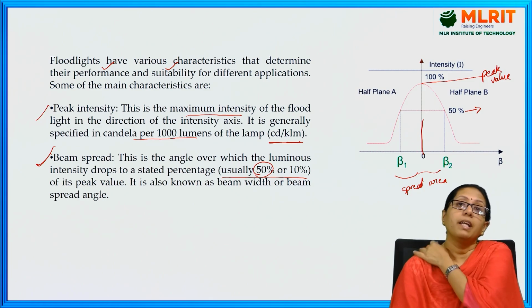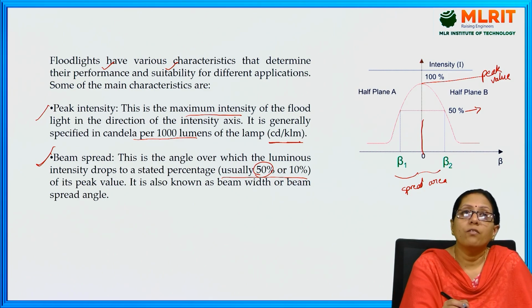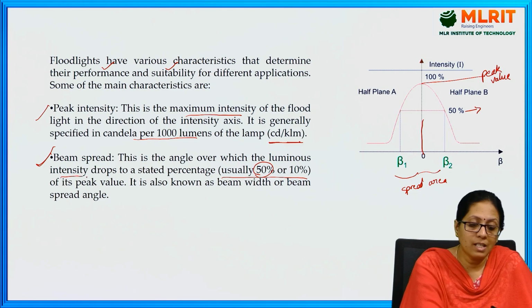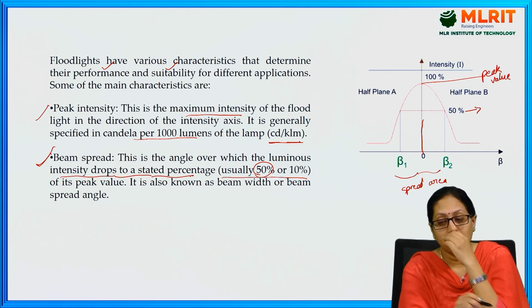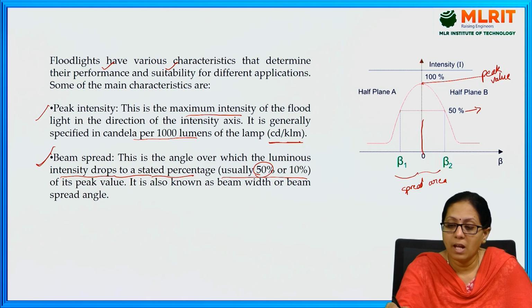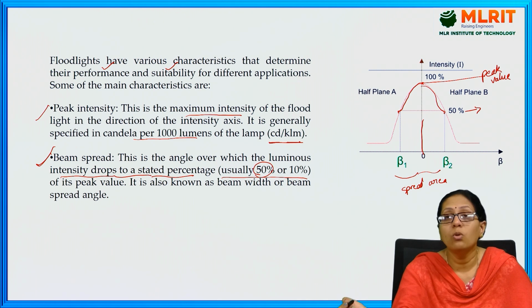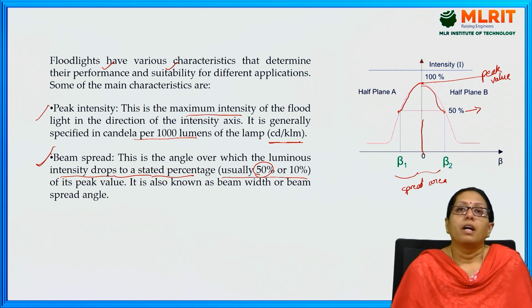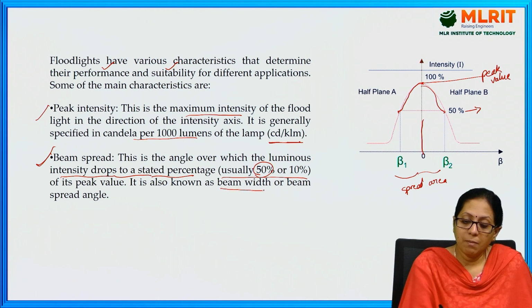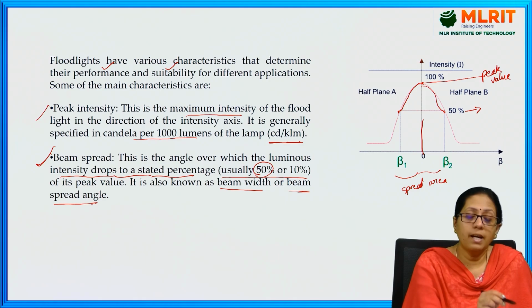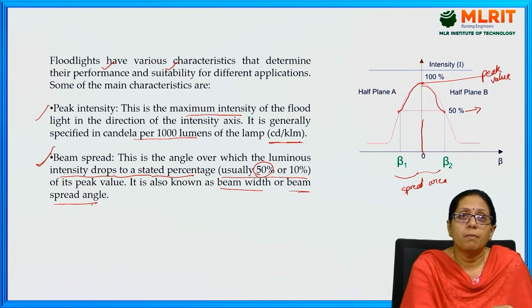So the spread area is the angle over which the luminous intensity drops to a stated percentage. That means from the peak value it drops to 50% here, and here also it drops to 50%. It is also known as beam width or beam spread angle.